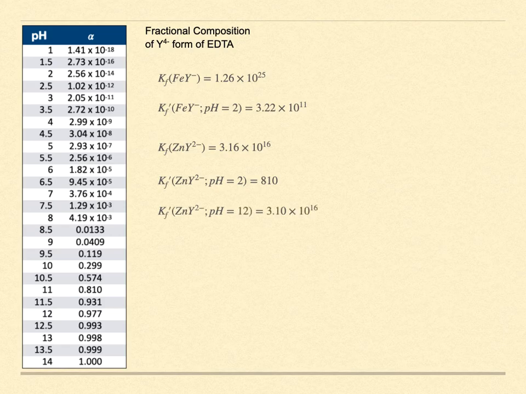But at pH of 12, the fractional composition is virtually all in the Y4- form. The conditional formation constant for zinc is still very large. Why do we not just do all EDTA titrations at pH equals 12 and forget about this fractional composition problem? Well, it is the problem of unintended consequences. A solution at pH 12 has a very high concentration of hydroxide ions by definition, and hydroxide reacts with most metals to form precipitates. If we tried to titrate with EDTA in high pH solutions, most metal ions would crash out of solution as solid precipitates before we could get any chance to put in any EDTA.